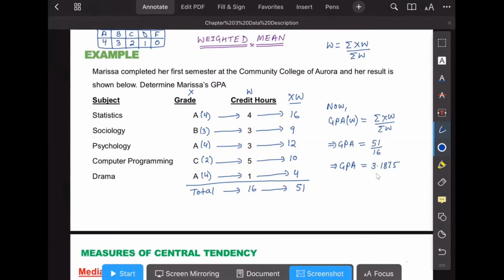It's a lower B, not a higher B. So you can see that if you get a lower grade on a 5-credit class, your score will be less. So be careful with your number of credits when you're taking any class. If in this drama class she obtained a C, maybe she will still be close to 4.